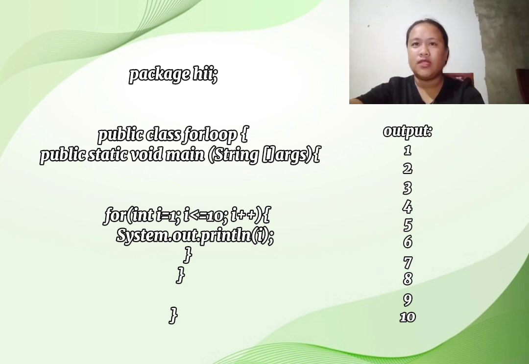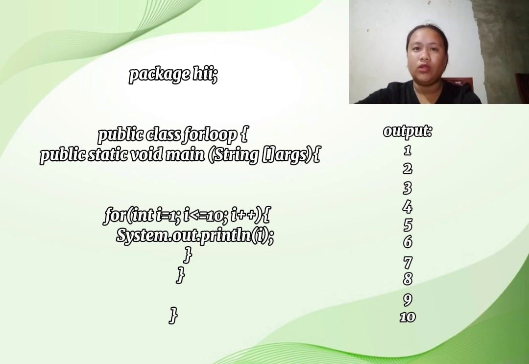Then last is the iteration. The iteration is I++. This statement increments the value of I by 1 in each iteration. After that, I print the value of I and it will display the numbers from 1 to 10, each on a separate line.